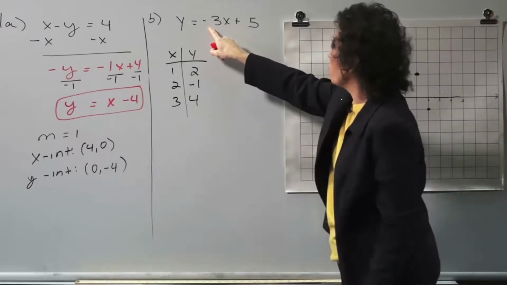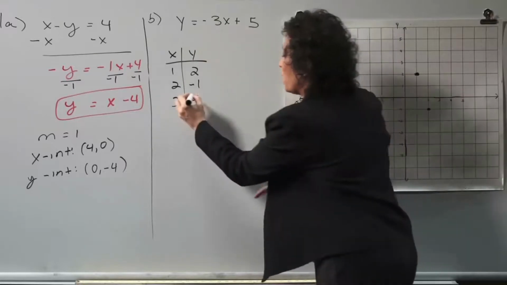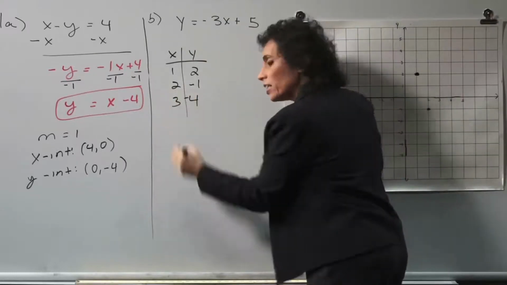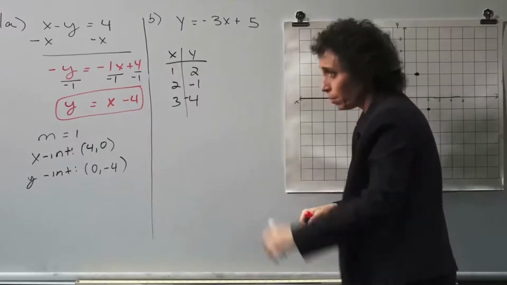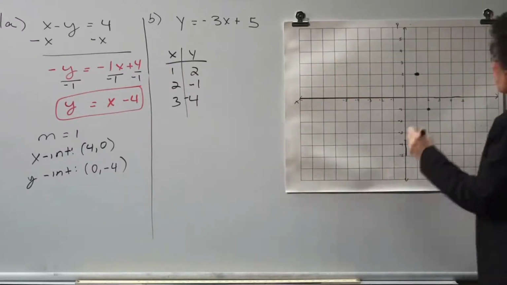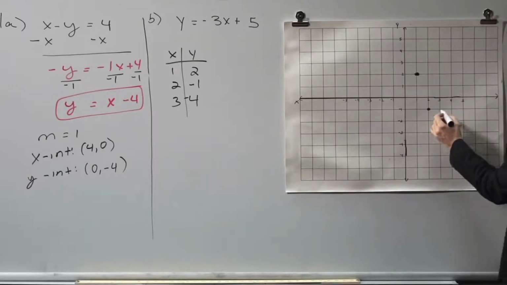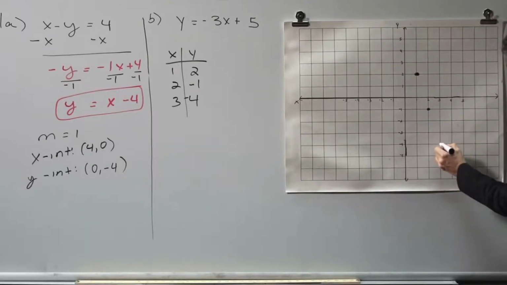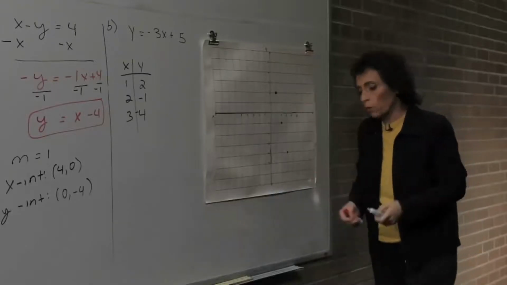So that's -3 times 3 is -9. -9 plus 5 is -4. That's exactly why you want an insurance point. I made that error on purpose. No, I didn't. But that's why you want an insurance point, because no way could it have gone back up. So that's 3, -4. Now you're collinear. Now I know I'm right.